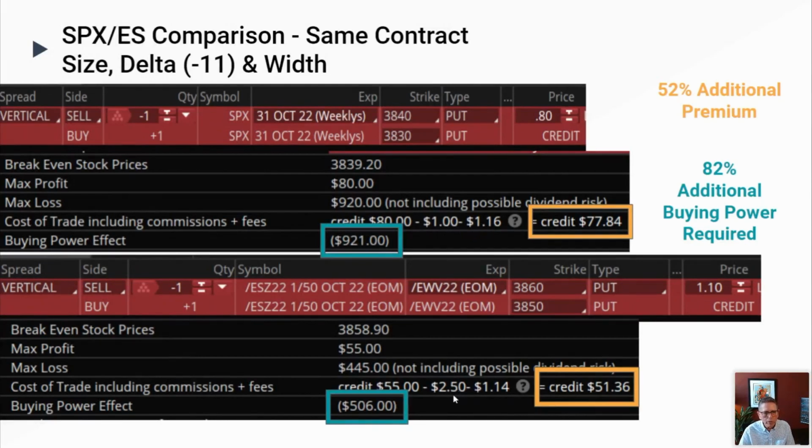However, there is a benefit. It's less margin than SPX. Okay, so that's kind of the give and take. All right, so now let's compare apples to apples on these.